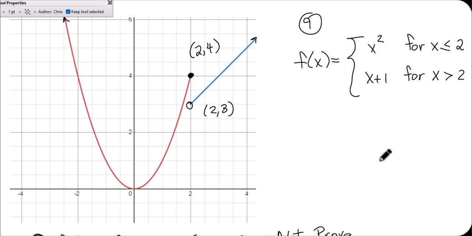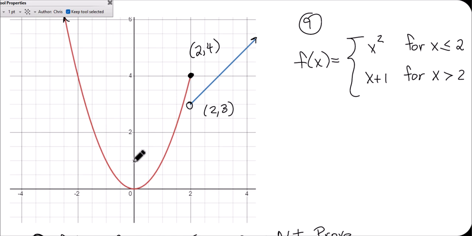Question 9. We have a piecewise defined function. We have two pieces. We have an x squared and we have an x plus 1. Now, x squared, we know, looks like a U shape. Bottom of the U is at 0, 0. This part, x plus 1, is a line. It's a line going up because the slope is 1. B is 1. So if I extended this, it would be crossing at 1.